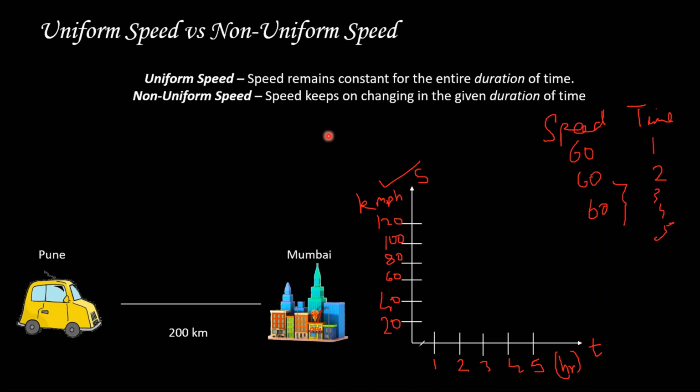So my graph is going to be something like this. This is 60 over here. This is 1 over here. So the point will be somewhere over here. Then for 2 also, it is like this. 3 also something like this. 4 also the same point. And 5th also the same point. So now I'm going to connect all of these points like this.